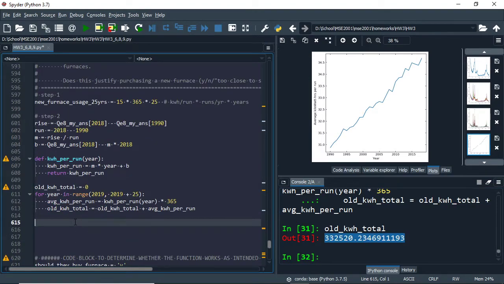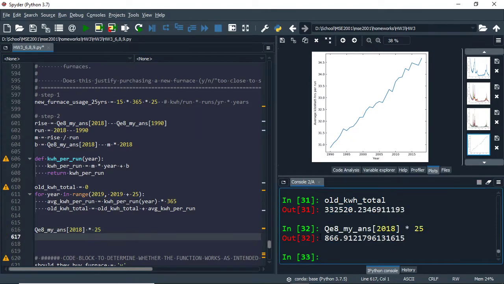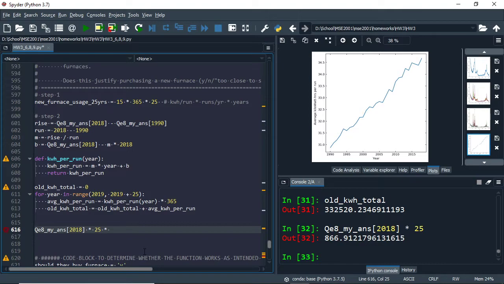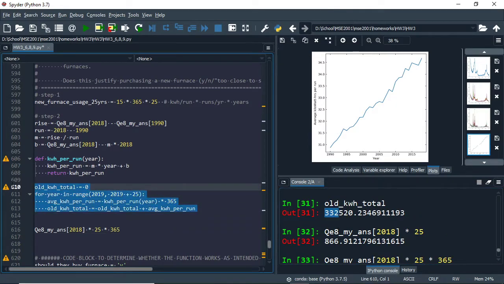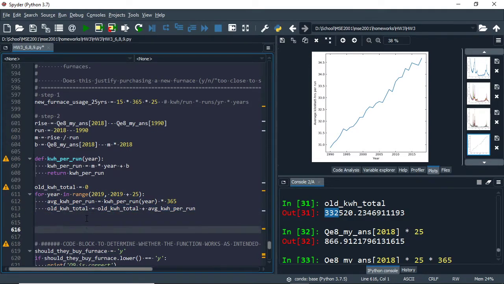Now as a sanity check, there's one thing, and I suppose we could have done it first, that we can do. Let's pretend it flatlined at 2018, and that's where it stayed. Well, what's 2018's value times 25? So over 25 years, run every day, 365 days. Okay, so that's 300,000 already. Great. So it looks like our projected furnace usage is in a reasonable ballpark.